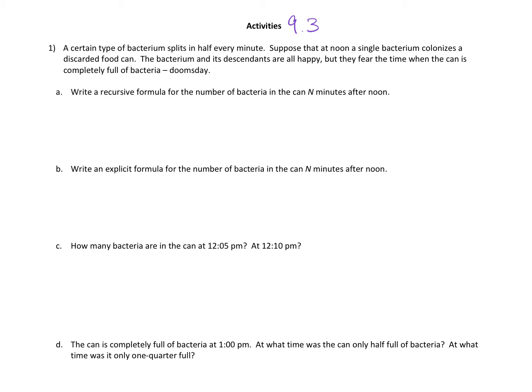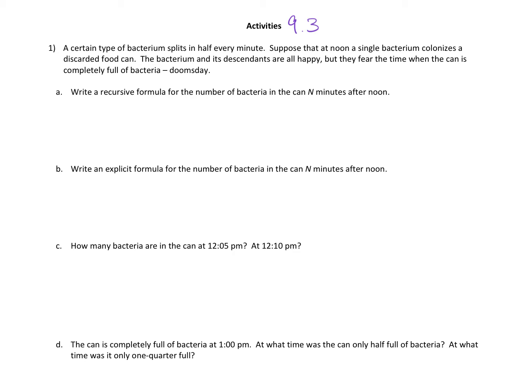A certain type of bacterium splits in half every minute, which means that its population doubles every minute. If every one becomes two, because it splits in half, the population is doubling. Suppose that at noon, a single bacterium colonizes a discarded food can. The bacterium and its descendants are all happy, but they fear the time when the can is completely full of bacteria. Doomsday. We're going to write a recursive formula for the number of bacteria in the can n minutes after noon.